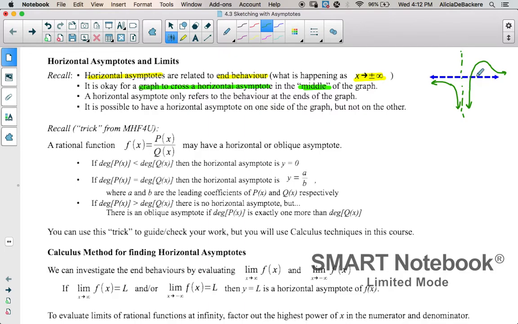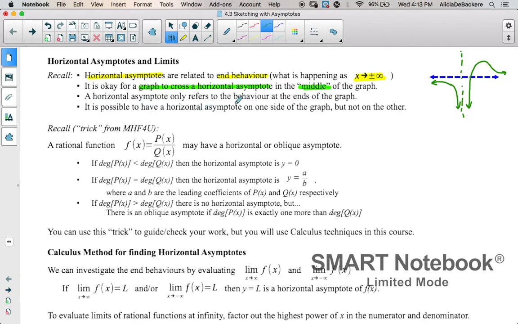This is okay that it crosses it because this is going to be near what we're going to call the middle of the graph. Even x equals 1,000 is technically kind of in the middle when you imagine going to positive 1,000,000,000,000 or even further. So it is okay to cross a horizontal asymptote. A horizontal asymptote only refers to the behavior at the ends. I don't care what's happening in the middle.